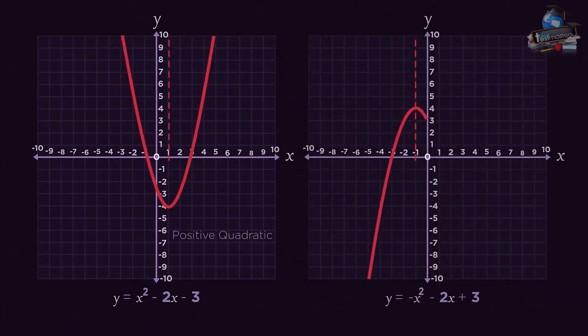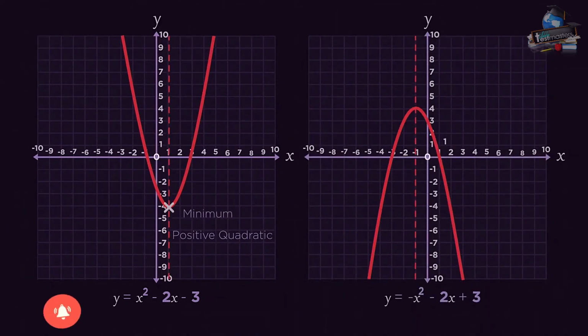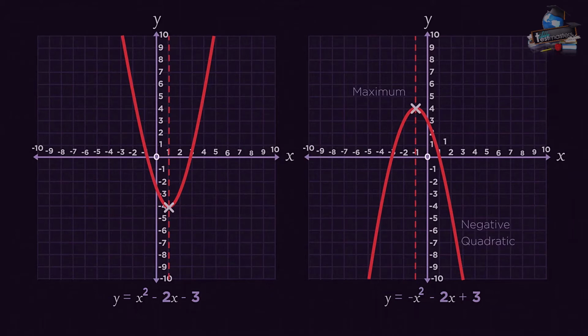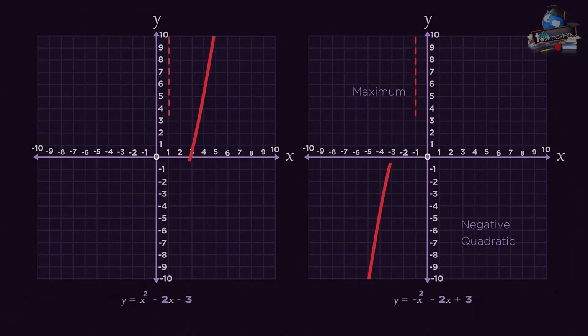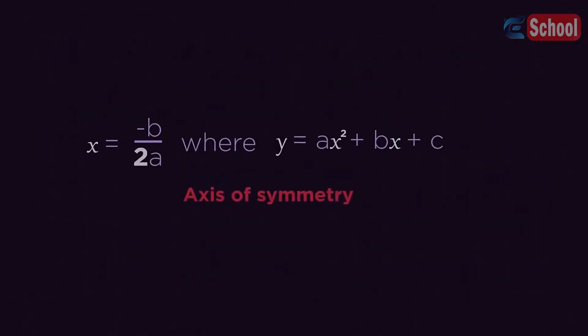In a positive quadratic, the turning point is a minimum. It's the lowest point of the function. And in a negative quadratic, the turning point is a maximum. It's the highest point of the function. We can easily find the x-coordinate of the turning point by using this simple little equation.